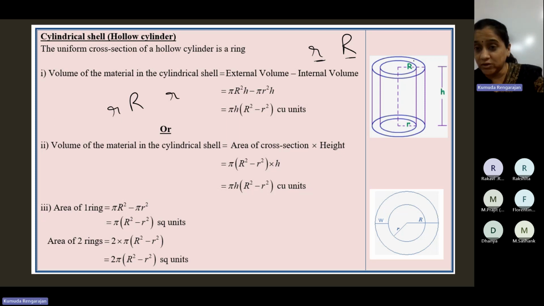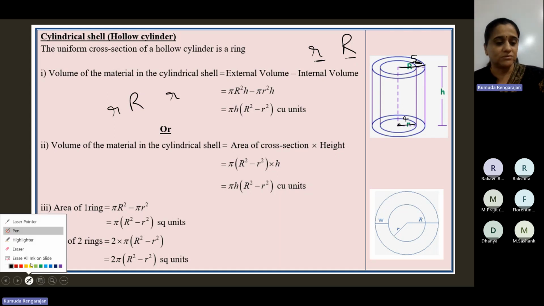But when the wall is thick, the inner radius maybe is 4 centimeters. The outer radius is 5 centimeters. So the thickness of the wall is 1 centimeter.